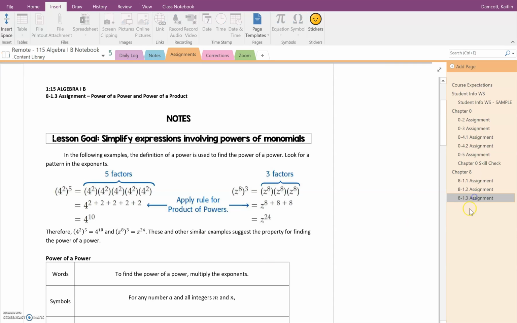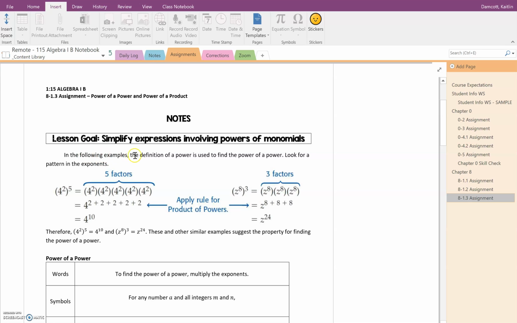Okay, welcome to the 8-1.3 assignment. Our goal for the lesson is still to simplify expressions involving powers of a monomial. Today the focus is more on how to find a power of a power, and then we're also going to look at how to find the power of a product. The first one that we're going to take a look at is the power of a power.